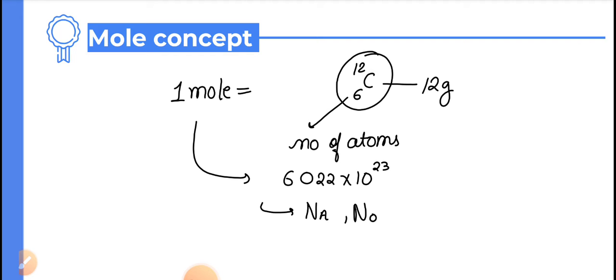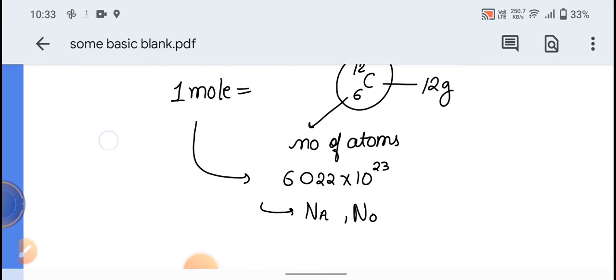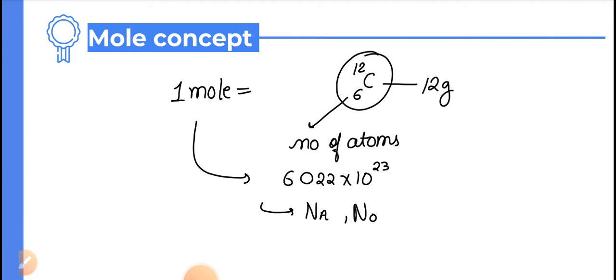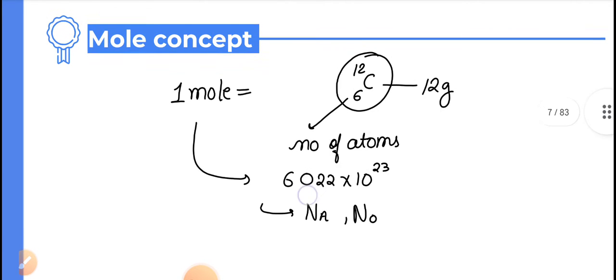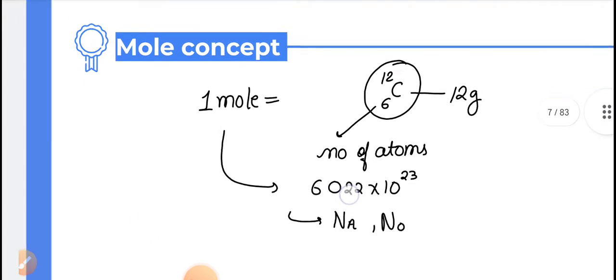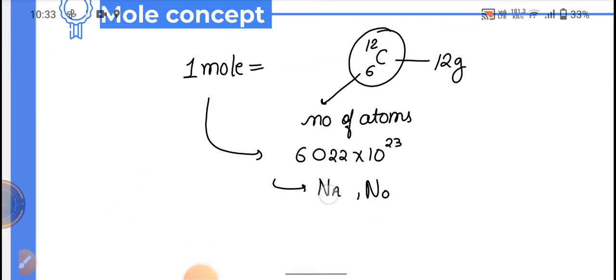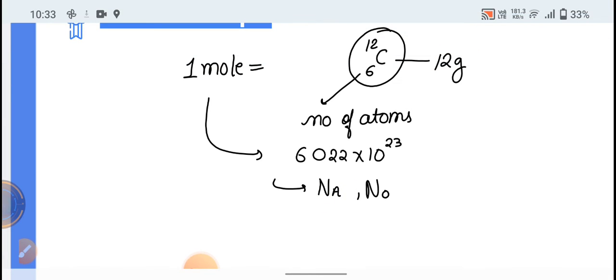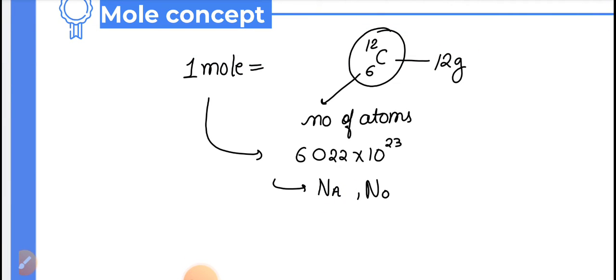That means in 12 grams of carbon, the number of carbon atoms is called 1 mole. So the number of atoms in 1 mole is equal to 6.022 × 10^23. This is called Avogadro number. It is denoted by N_A or N_0. Okay, so this is the concept regarding mole.